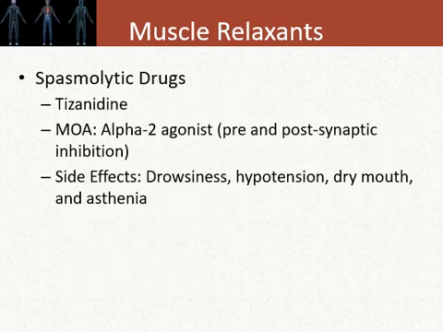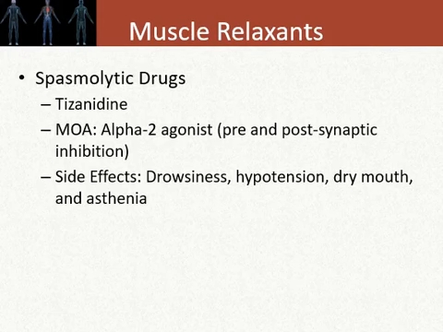The other spasmolytic drug is tizanidine, and mechanistically, this is an alpha-2 agonist. We're going to spend some time on this because this is the first time, at least from the pharmacology side, that you've seen alpha-2 agonists being used, and I want to show you what that looks like. So that offers both pre- and post-synaptic receptor inhibition. And so we're talking about the pre- and post-synaptic adrenergic receptors, including alpha-2, alpha-1, beta-1, beta-2. Okay. So the side effects are going to be pretty unpleasant: drowsiness, hypotension, dry mouth, and asthenia.